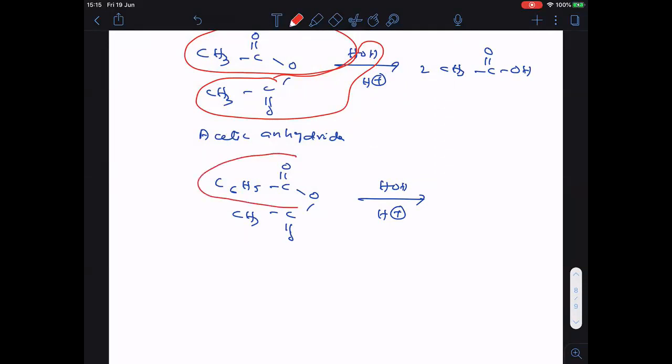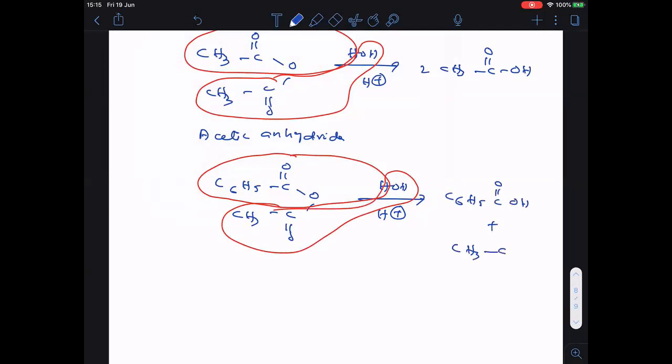this is the benzoic acid. Then the remaining part is the acetic acid. Clear? So one is the benzoic acid, C6H5COOH, and one more is the acetic acid, CH3COOH.